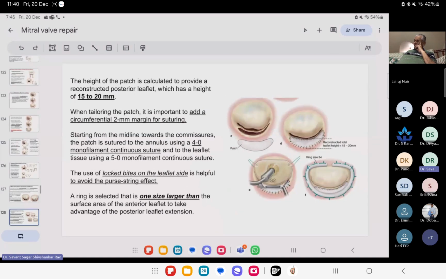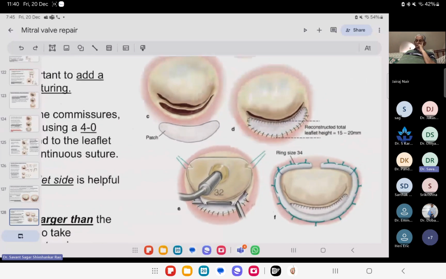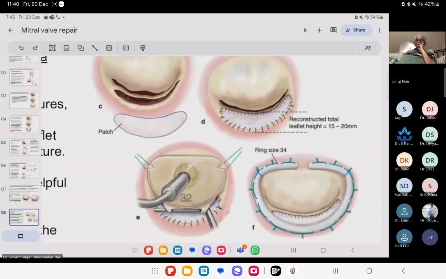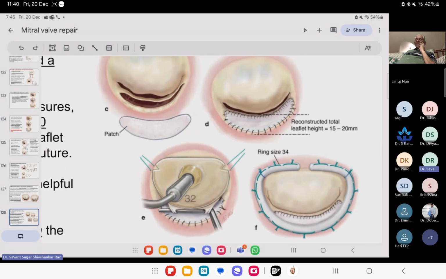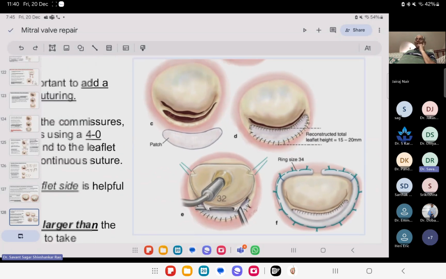So as shown in the figure, we have to use the glutaraldehyde patch. It should be augmenting the posterior mitral leaflet and an annuloplasty ring is applied.